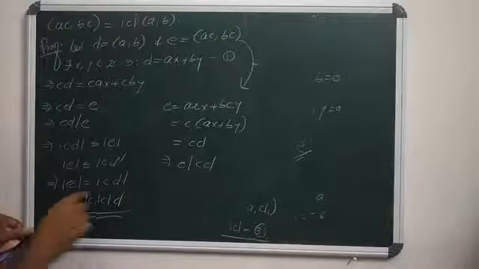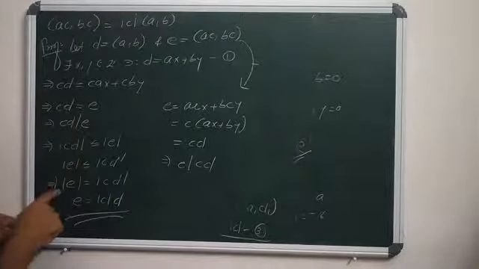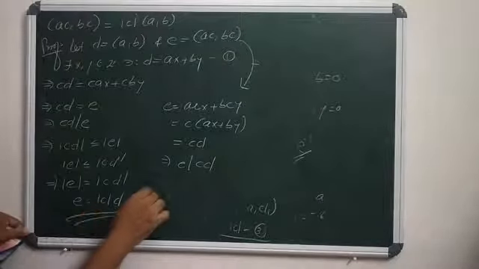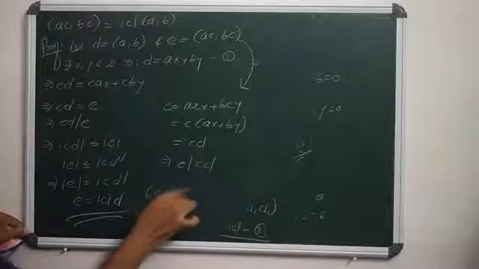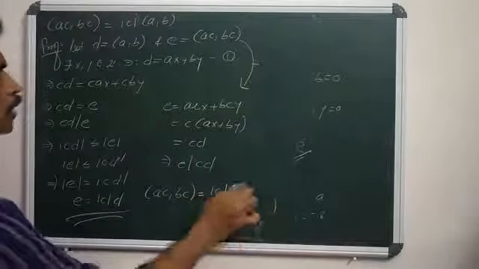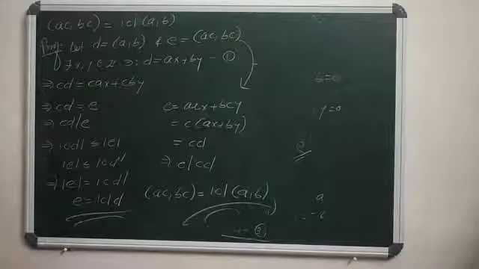What is E? Why? Because E is the divisor, therefore E is greater than or equal to 0. Therefore, E equals mod C into D. What is E? E means GCD of AC and BC equals mod C into, what is D? D is GCD of A and B. Thus, GCD of AC and BC is the same as mod C into GCD of A and B. Agreed. So, this is our recap.